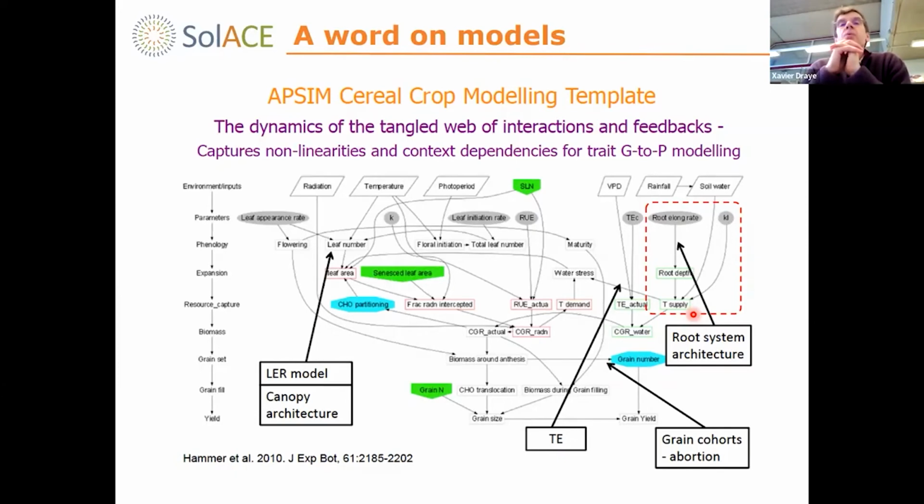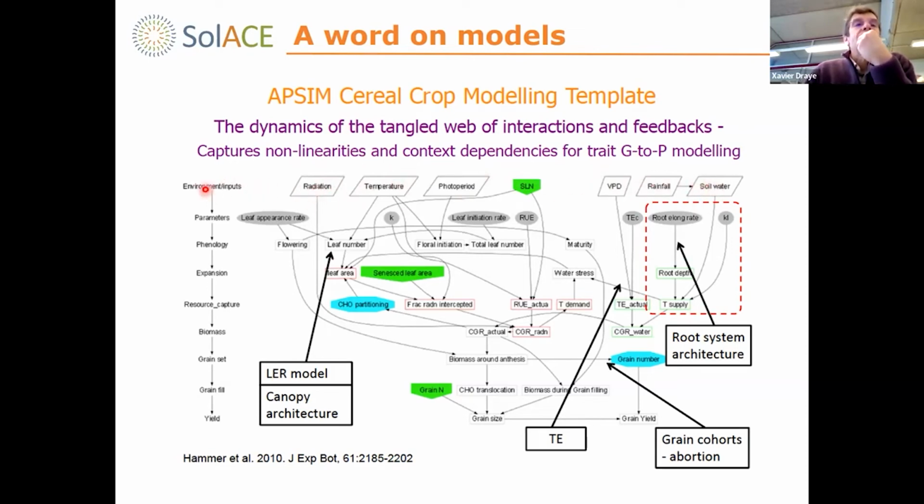They don't know really what a leaf is, but they know that there is photosynthesis, that there is transpiration, and these different processes are linked one to another. This slide comes from the APSIM model developed in Australia. It shows the environmental inputs: light, temperature, water.